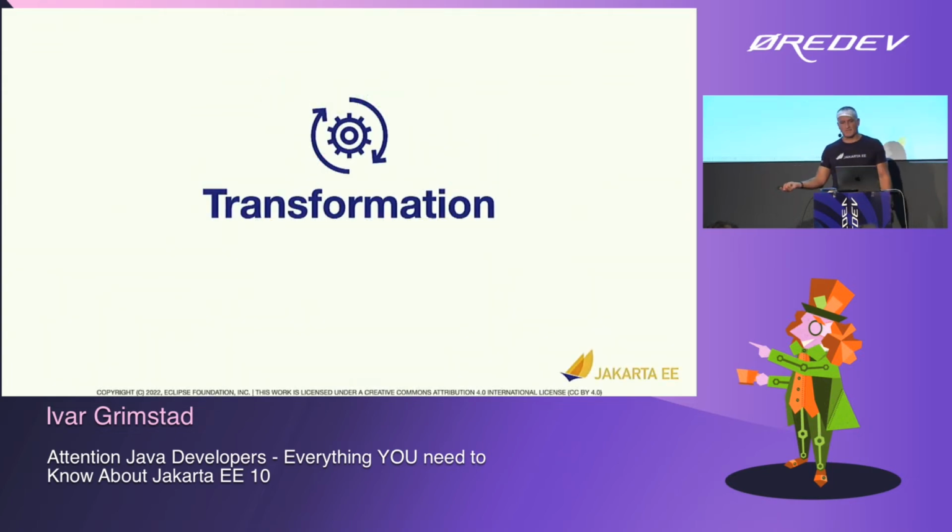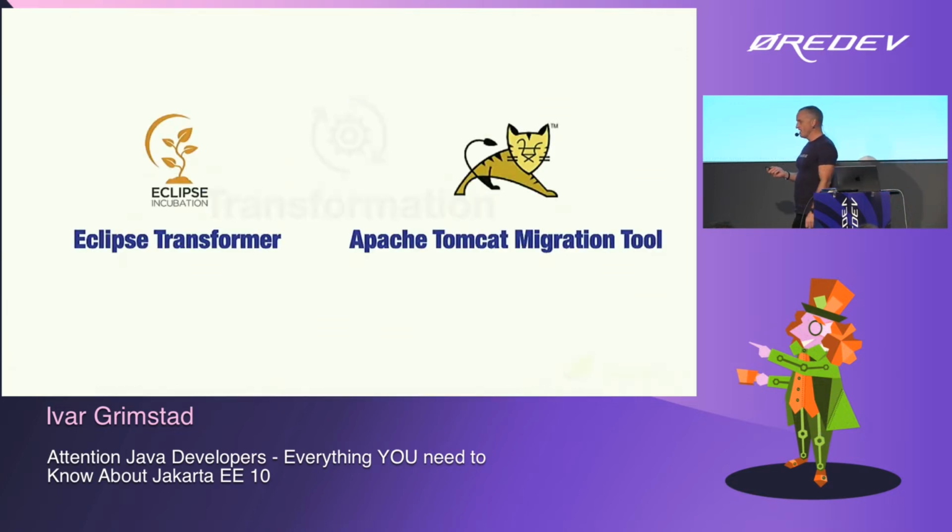To do this, we have some tools. And one of them is bytecode transformation. There are two projects out there, the Eclipse Transformer and the Apache Tomcat migration tool. There are others as well, but these two are the ones I usually mention. These will take the bytecode on the javax namespace and transform it to the Jakarta namespace, so you don't even have to touch the code. It will take the compiled jar or war and just fix it for you.